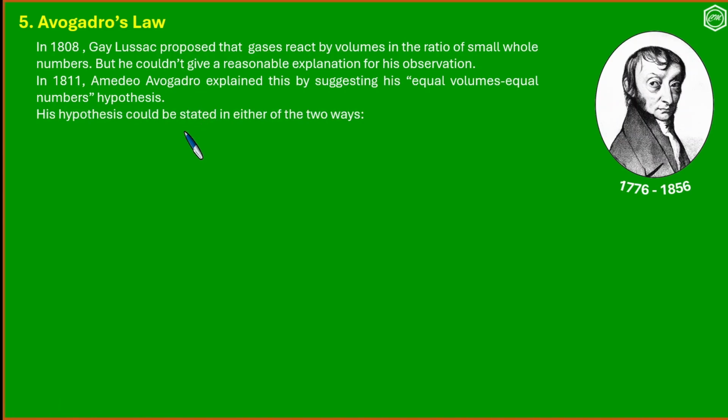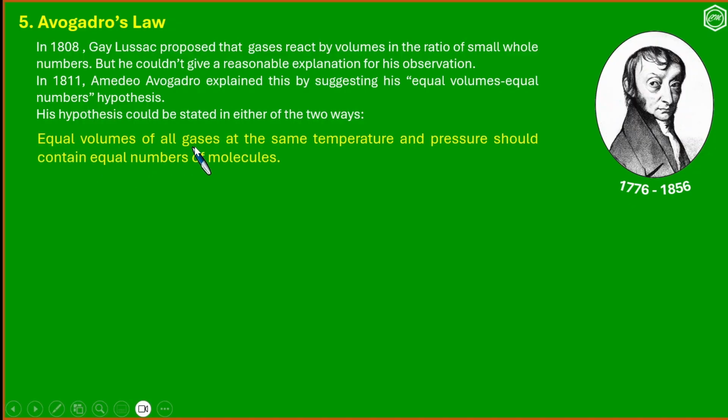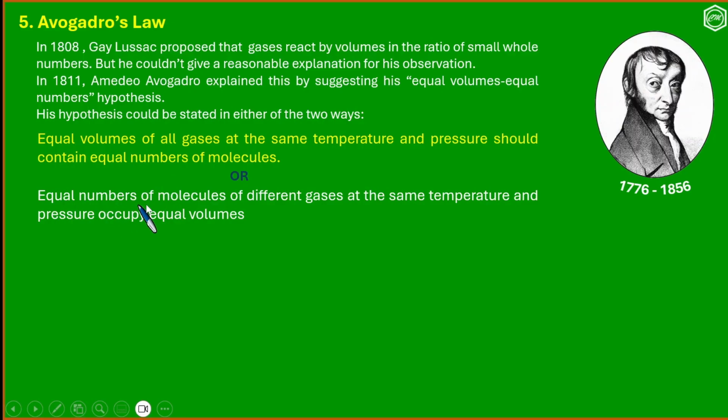Avogadro's hypothesis could be stated in either of two ways: equal volumes of all gases at the same temperature and pressure should contain an equal number of molecules, or equal numbers of molecules of different gases at the same temperature and pressure occupy equal volumes.